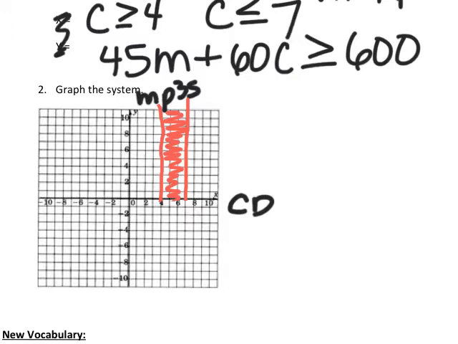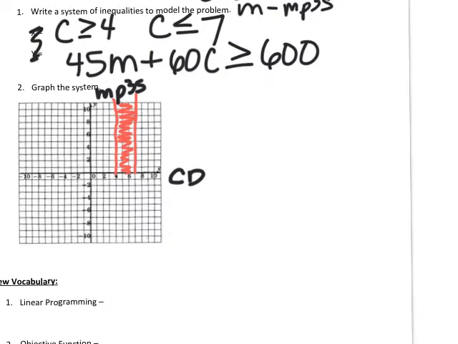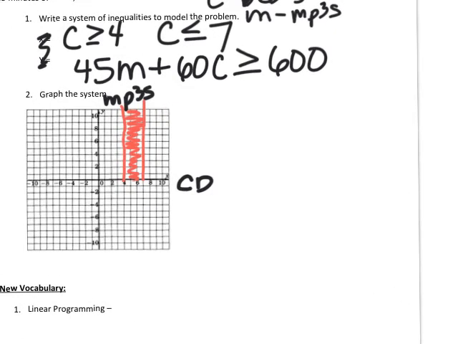Okay, then to graph the other, you could certainly change that around to slope-intercept form if you recognize that this is your y value because it's on the y-axis. I prefer to use my intercepts, I think it's easier. So let's set each of those equal to 600. If you used no CDs, so this value was 0.